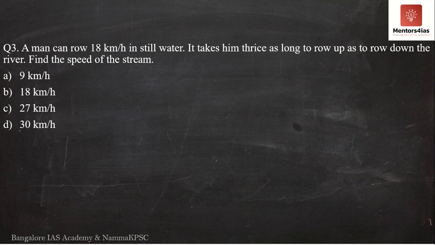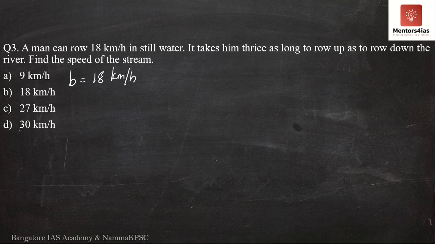Question number 3. Now, question number 3 says a man can row 18 kilometers per hour in still water, meaning B is equal to 18 kilometers per hour. It takes him thrice as long to row up as to row down the river. Now, this particular type of problem, we have done it in the previous session.